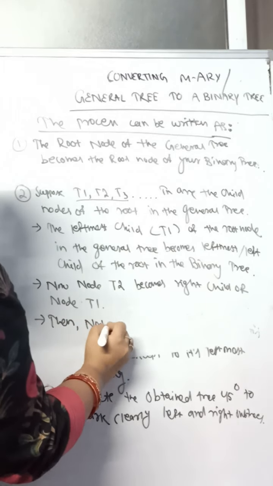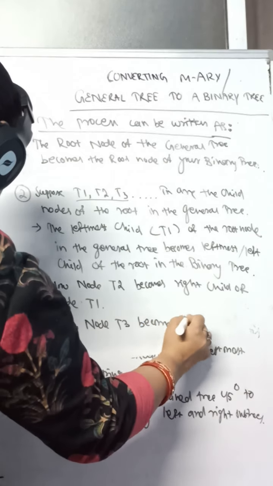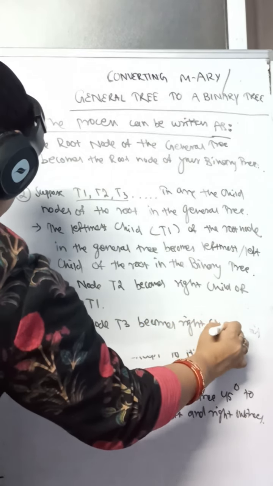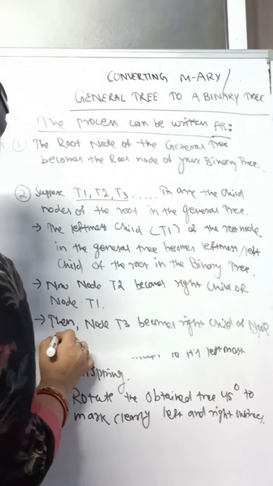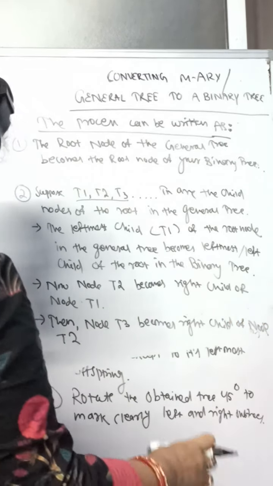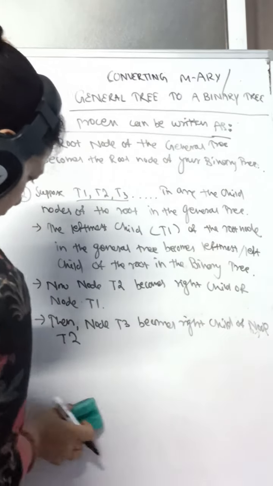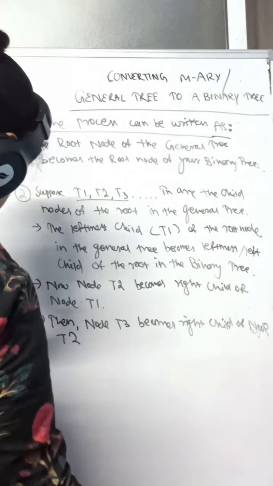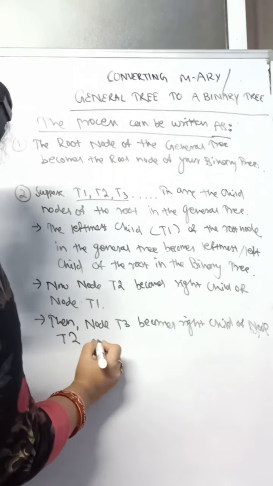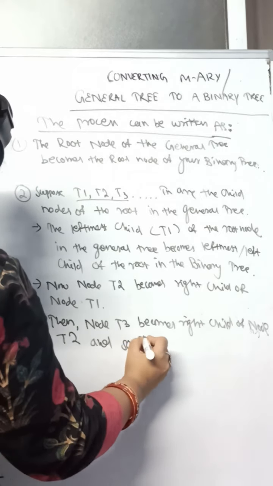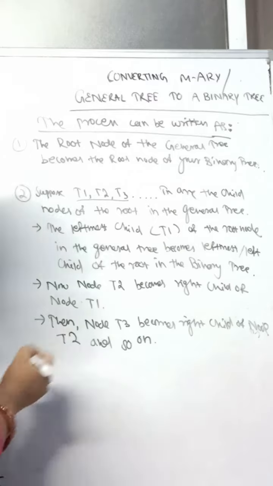So now T1, and then node T3 becomes the right child of node T2. And this continues till you get your binary tree, and so on. Okay, the same procedure.